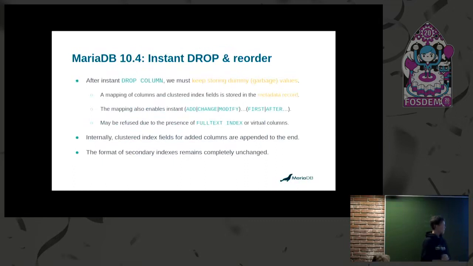In MariaDB 10.4 we got the instant drop column and changing the ordering of columns, and also adding a column anywhere in the table. Internally we are still storing the newly added columns at the end of the clustered index record, but the metadata record keeps a mapping of table columns to index fields. And this mapping allows us to drop columns. So the columns are kept as garbage in the old records, and we will keep storing dummy values for the dropped columns. And the secondary index record format doesn't change at all.